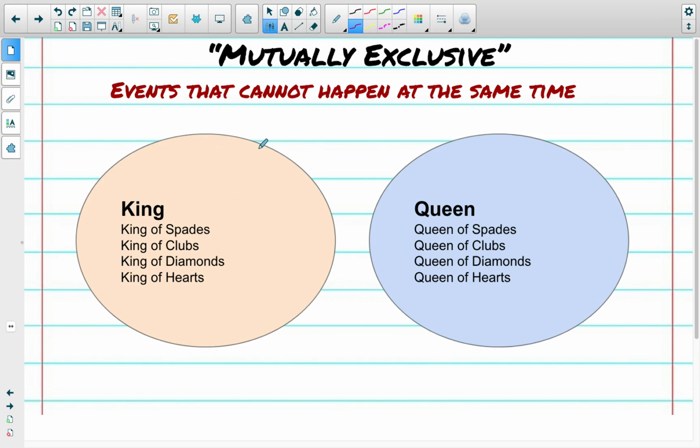Okay, so an example in the probability world of two events that are mutually exclusive is if you think of a deck of cards, being a king or being a queen. Those events are mutually exclusive because if a card is a king, it cannot be a queen. So here I have a Venn diagram to represent the possibility of being a king or being a queen. Notice that the circles are not overlapping at all because they cannot happen at the same time.